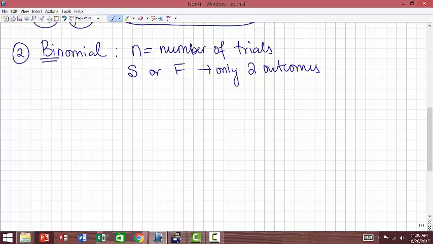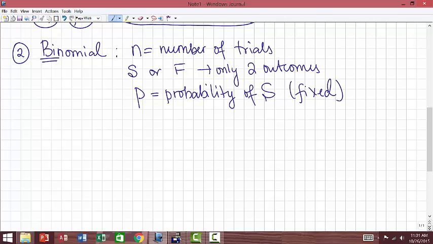Bi stands for two. Okay, we have p, the probability of success, that doesn't change. This probability is fixed from trial to trial, and our trials are independent.